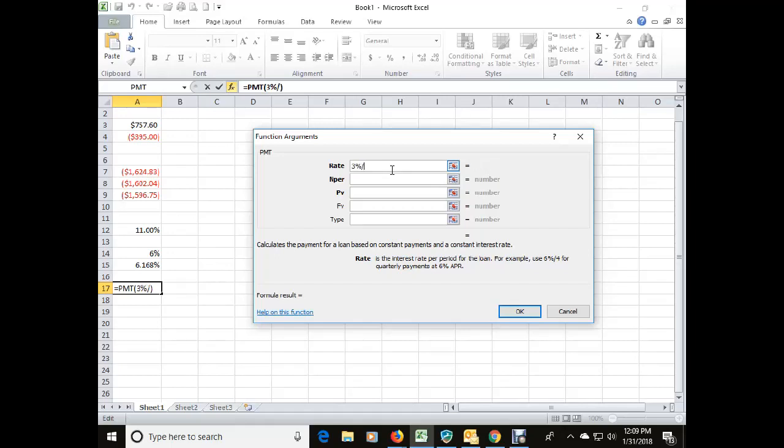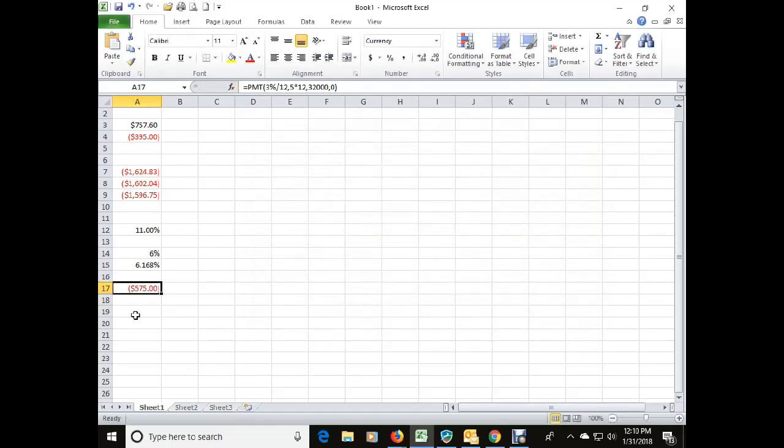divided by 12. The number of periods is 5 years times 12. The present value of the loan is $32,500. That's the value of the car. But the future value of the loan is 0. When the loan is totally paid off, the loan no longer has any value. So her monthly payment is $575.